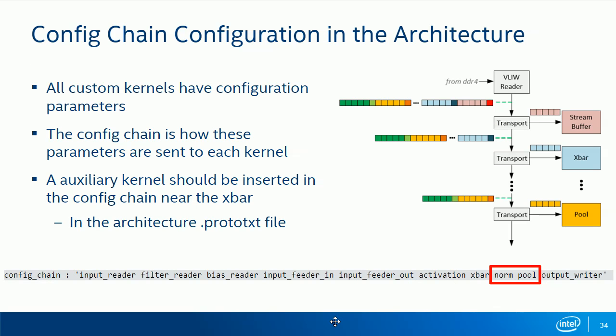After you've made the connections to the crossbar, you also need to modify the config chain. Every kernel must read configuration data. This includes global configurations such as size and tile size, as well as custom configuration for each primitive. The config chain is how these parameters are sent to each kernel, including those connected to the crossbar. In the architecture prototxt file, add the enabled auxiliary kernel to the config chain. The exact order does not matter, but it should be near the crossbar for best hardware compilation results. In the screen capture, we added the norm and pool to the config chain.